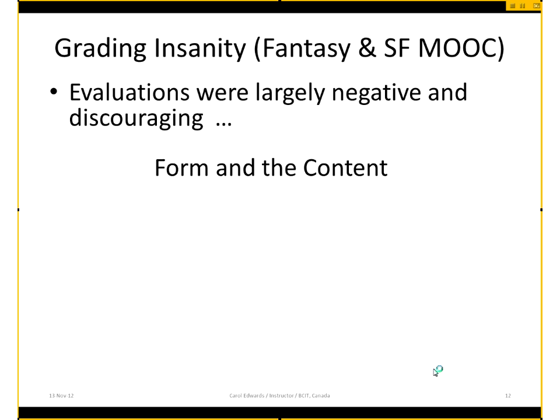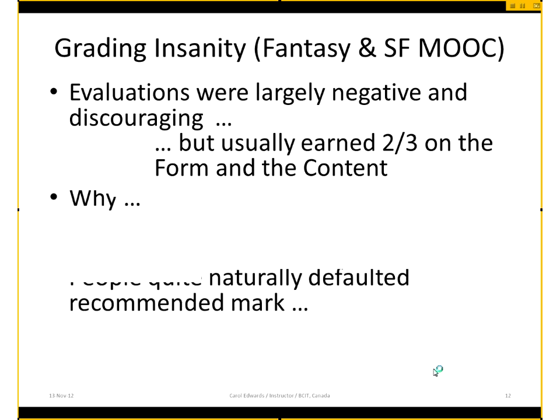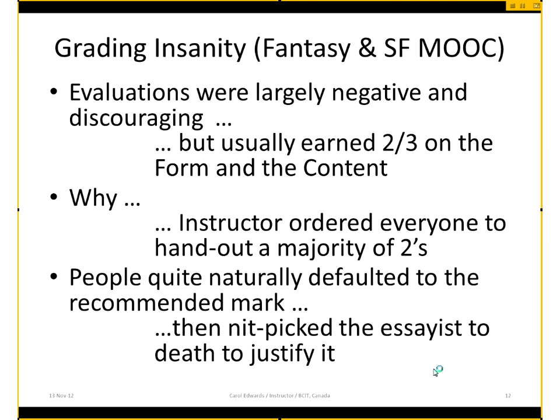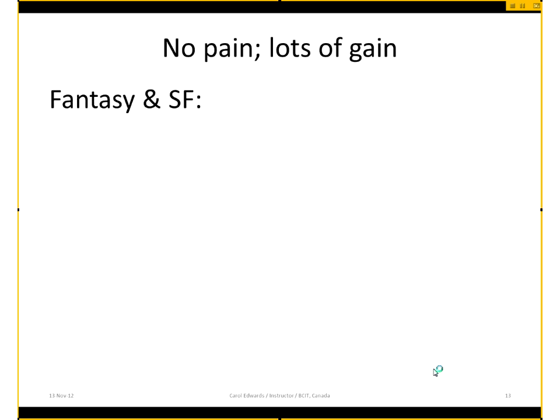And in the fantasy and science fiction MOOC, if I were to sum up in one word, peer interpretation of marking, it would be negativity. However, you usually got a 2 out of 3 on the form and content. The reason for that is very simple. The instructor ordered everyone to hand out a majority of 2s, and quite naturally, people defaulted to that. And they just nitpicked the person to death to justify their choice of a 2, rather than thinking considerately about what the person had done and how to build them up, rather than pull their work down. There was an obsession with fault finding, with uninformed criticism, and with basically just what is wrong, negativity.